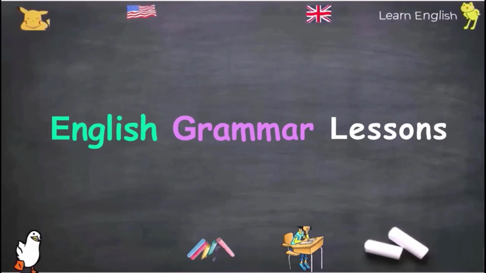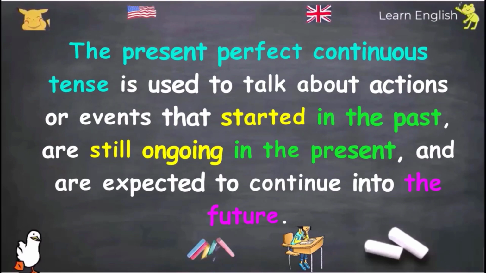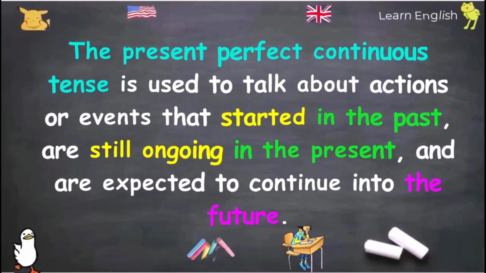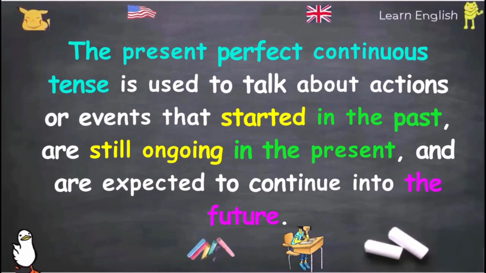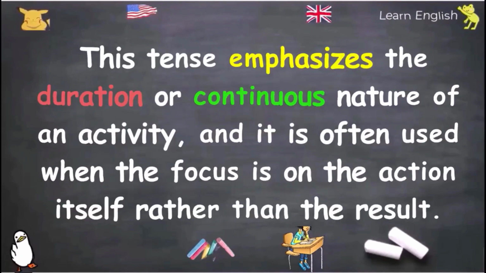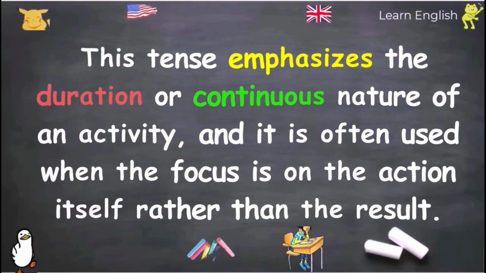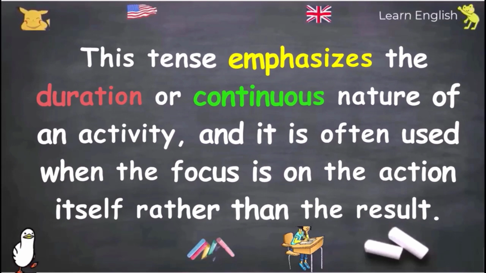English grammar lessons. The present perfect continuous tense. The present perfect continuous tense is used to talk about actions or events that started in the past, are still ongoing in the present, and are expected to continue into the future. This tense emphasizes the duration or continuous nature of an activity, and it is often used when the focus is on the action itself rather than the result.